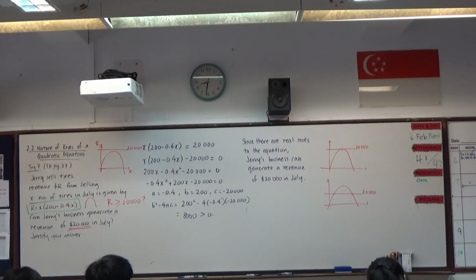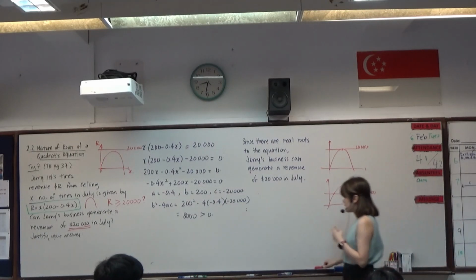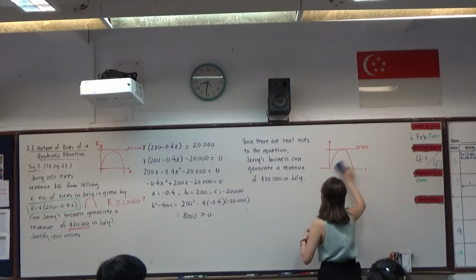Cannot get it. Find the maximum point, the maximum value of R, and then check whether it is more than or less than 20,000. I think that Gareth has a nice idea, an alternative solution.